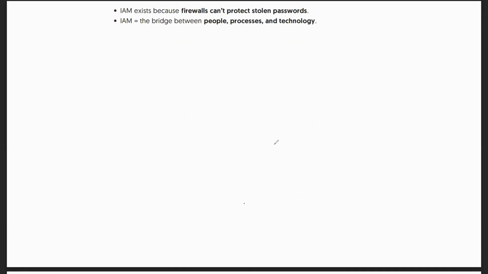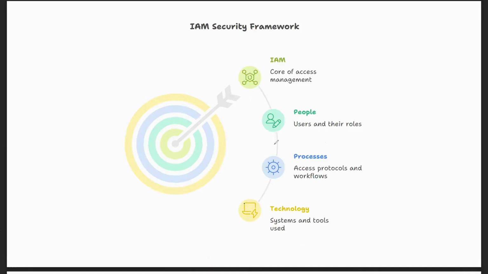So to summarize, IAM exists because firewalls can't protect stolen passwords. And IAM is the bridge between people, process, and technology. Here is a quick IAM security framework. You have the core of access management, primarily trying to protect the users and their roles. Eventually, from a process perspective, you are trying to control access using protocols and workflows. And then there are systems and tools that are used to manage the technology.